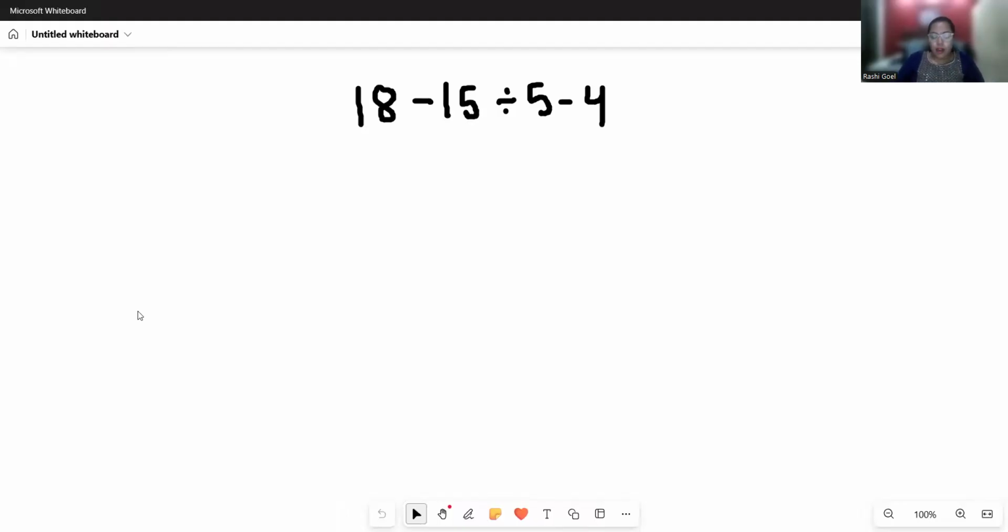Can you find the correct answer in 10 seconds? Because many people fail to solve. What is this? 5 minus 4 is 1, 18 minus 15 is 3, and 3 divided by 1 is 3. Did you get the same answer? If so, then it's a wrong answer. Yes, you heard it right.